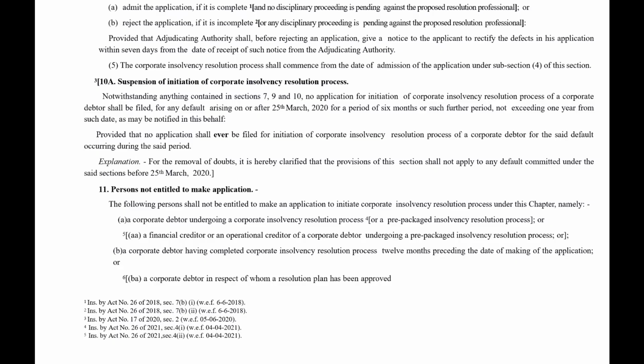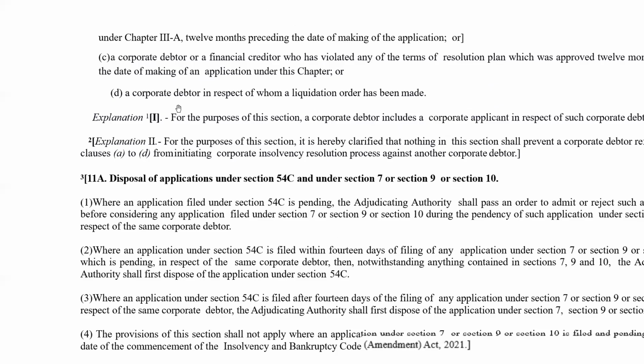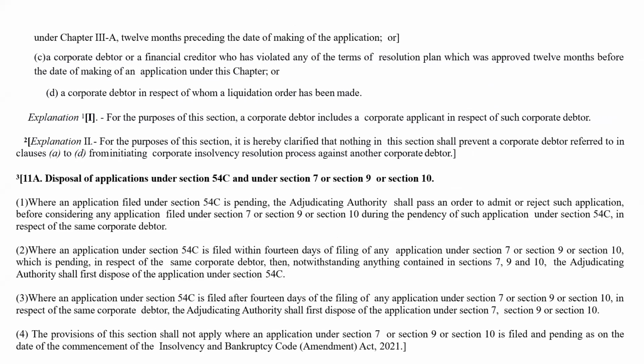Then a corporate debtor in respect of whom a resolution plan has been approved 12 months preceding the date of making of the application. So this 12 months is basically the cooling period. A corporate debtor or financial creditor who has violated any terms of the resolution plan which was approved 12 months before the date of making of an application. A corporate debtor in respect of whom a liquidation order has been passed. So all these situations which are given in section 11, they are talking of where CIRP is already going on, PPIRP is going on, 12 months have not elapsed, etc., etc. So they want to get the things stabilized before another application can be made. This is the gist, right?